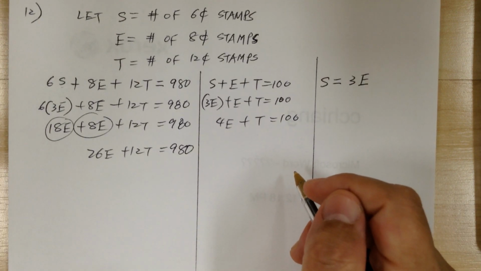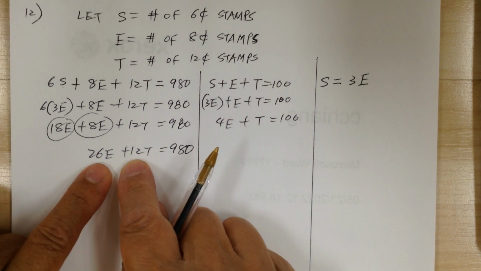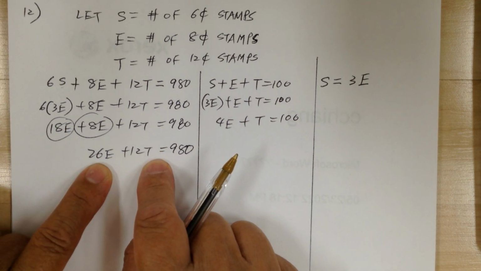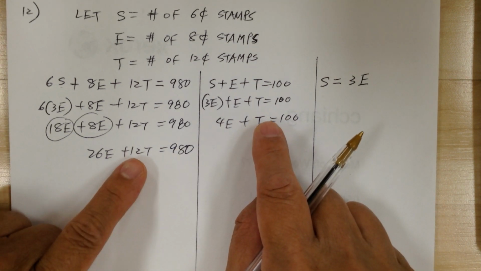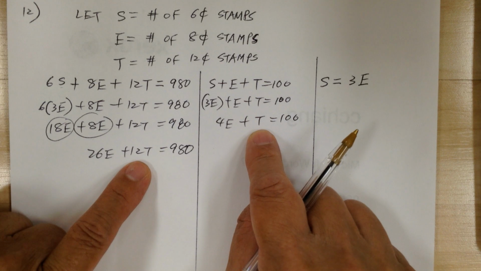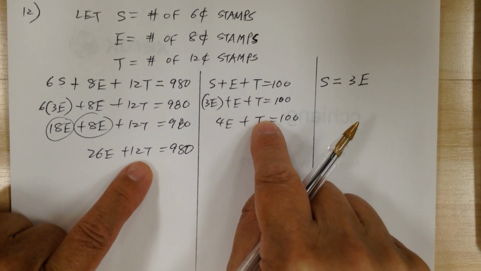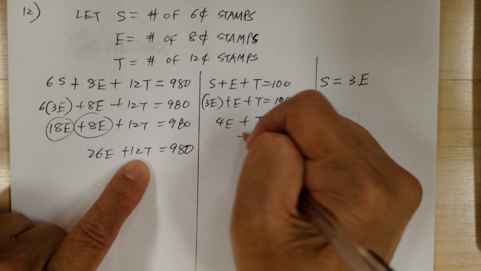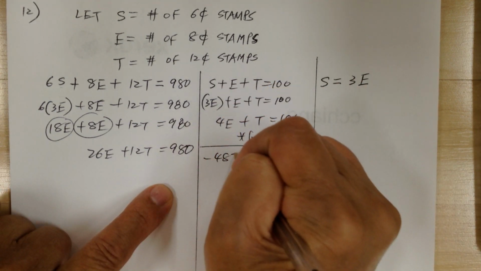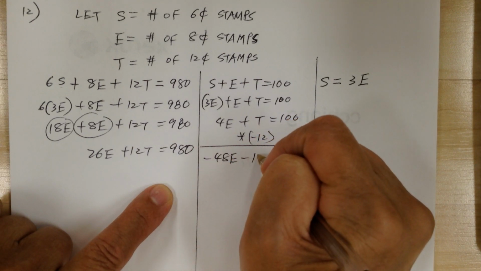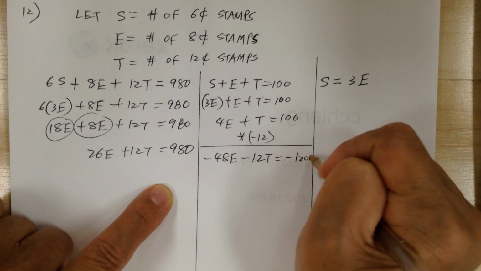One thing you can do is divide by 2 to lower your numbers if you want to, but you don't have to. I'm going to eliminate the T because the T is a lower number. So I'm going to multiply this by negative 12. I'm going to make the T opposite. So multiply by negative 12. Okay, so I get negative 48E minus 12T equals negative 1200.